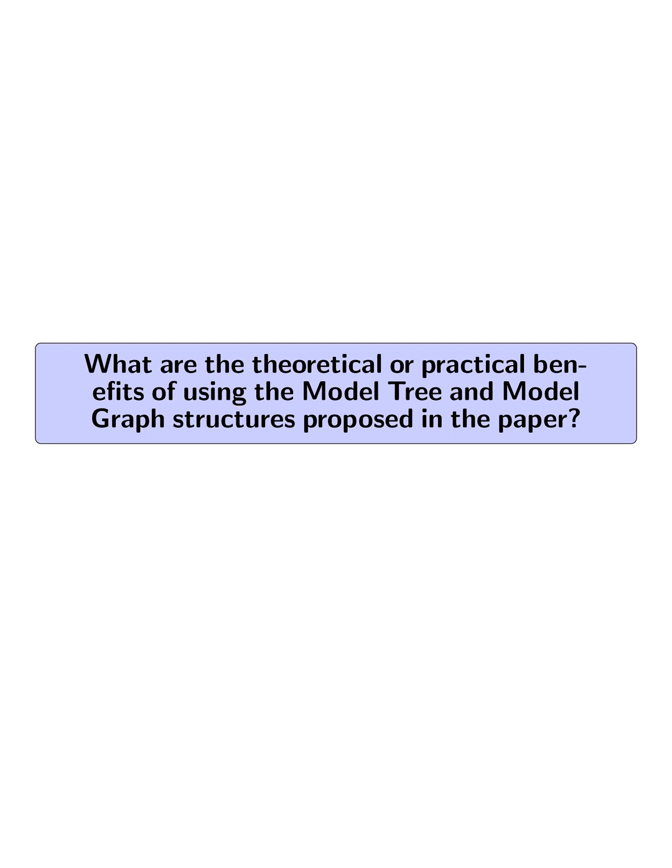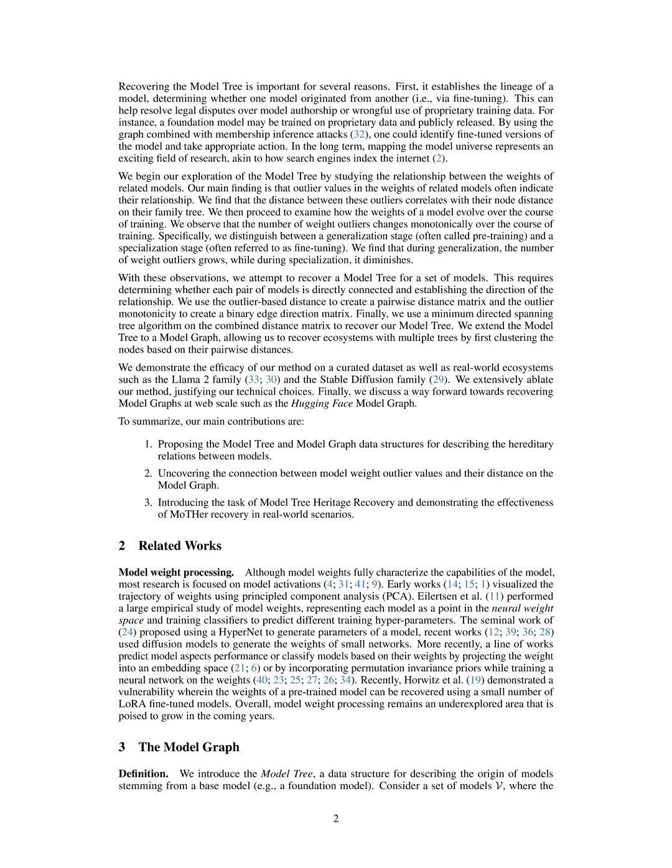What are the theoretical or practical benefits of using the model tree and model graph structures proposed in the paper? The theoretical benefits of using the model tree and model graph structures proposed in the paper include establishing the lineage of models, resolving legal disputes over model authorship or proprietary training data misuse, and mapping the model universe for research purposes. Practically, these structures help in identifying fine-tuned versions of models, determining relationships between models based on weight outliers, and recovering the structure of model graphs solely based on model weights.